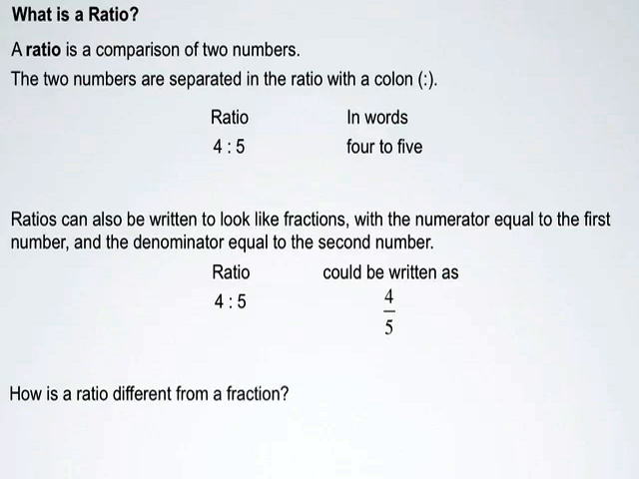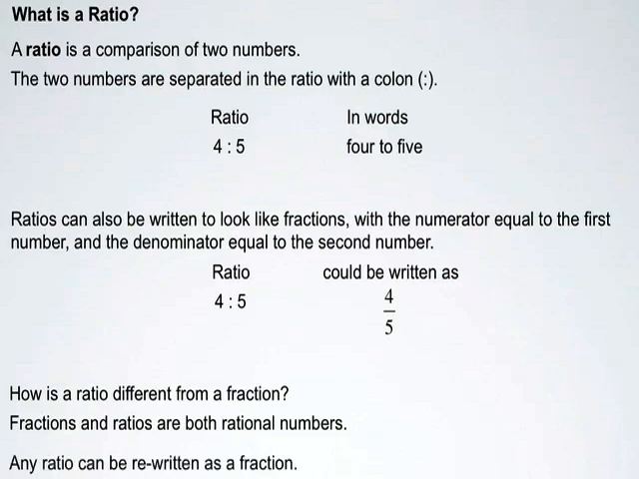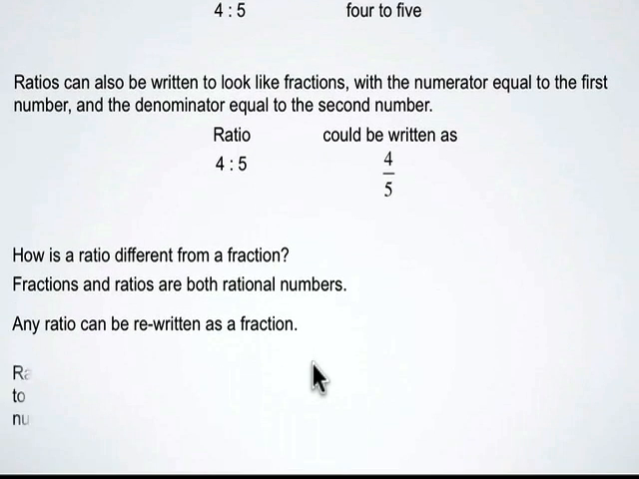So how is a ratio different from a fraction? Well, it's not that different at all. It's just different in how it's written. So fractions and ratios are both examples of rational numbers. Any ratio can be rewritten as a fraction.